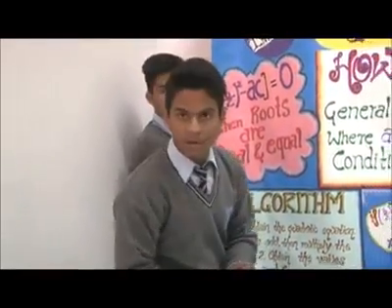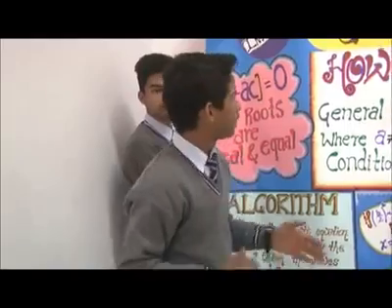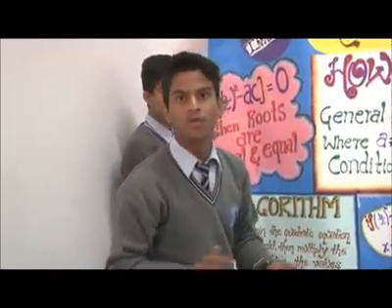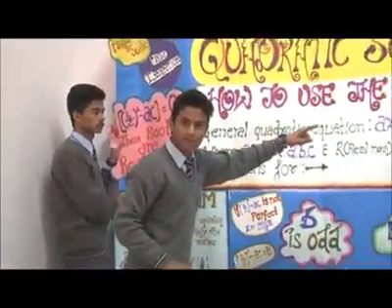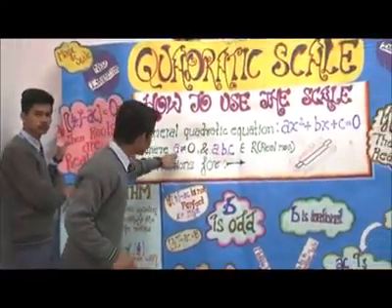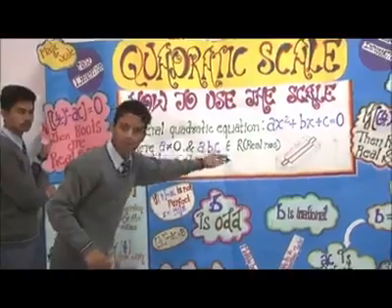Our topic is the quadratic scale. To understand the quadratic scale, first we have to know what a quadratic equation is. It is an equation in the form ax² + bx + c, where a does not equal 0 and a, b, c belong to the real numbers.